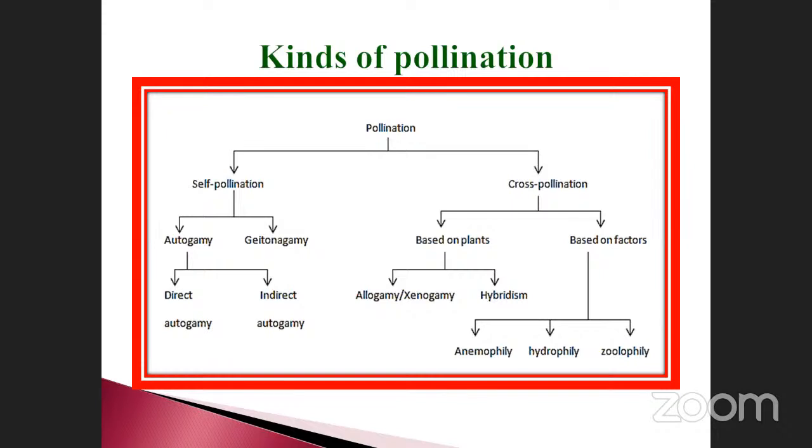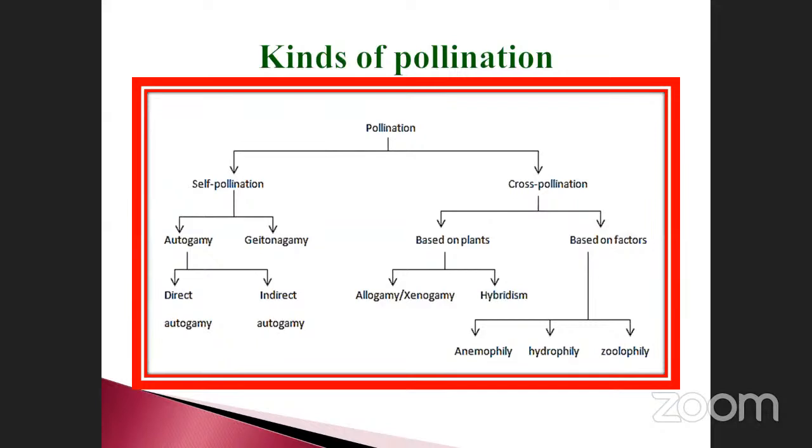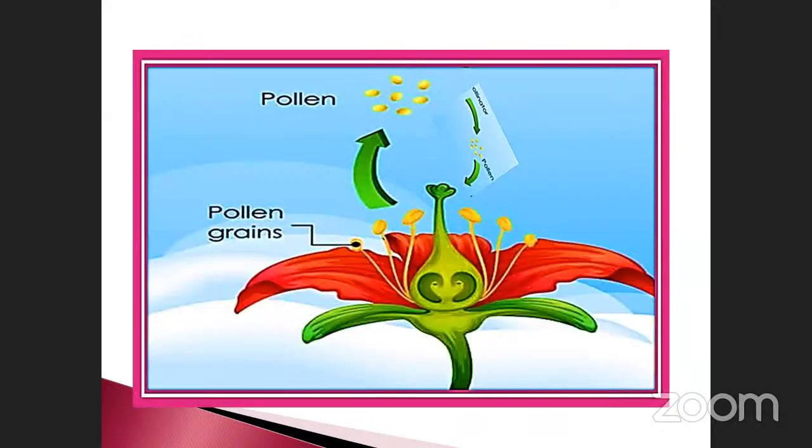What is the meaning of self-pollination? Suppose the flower is there; here is the male gamete, here is the female gamete. See the diagram. A single flower contains both reproductive parts. Autogamy, or self-pollination, means the anther produces the pollen and it reaches the female part of the same flower. See here, this structure is the same flower, isn't it?